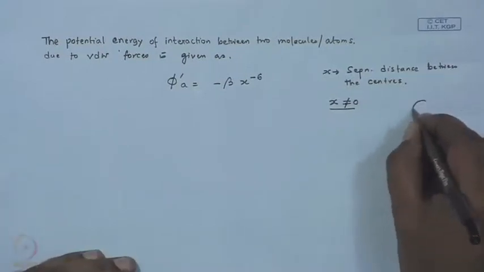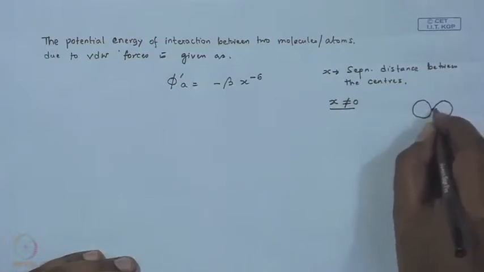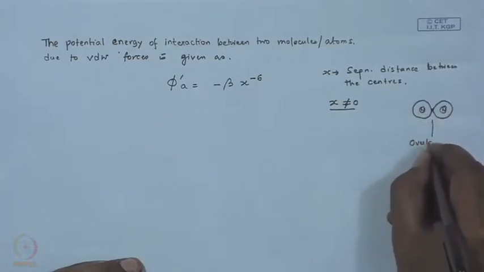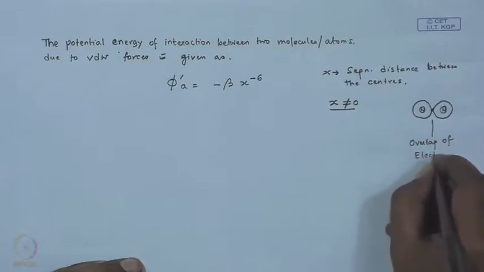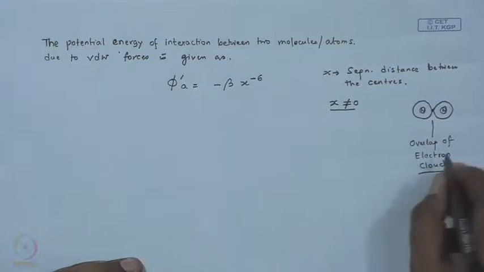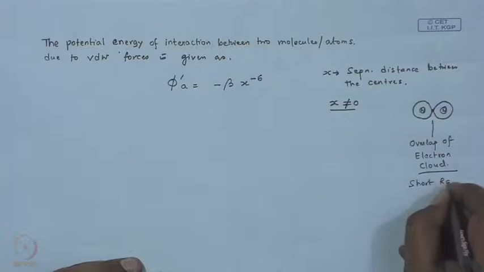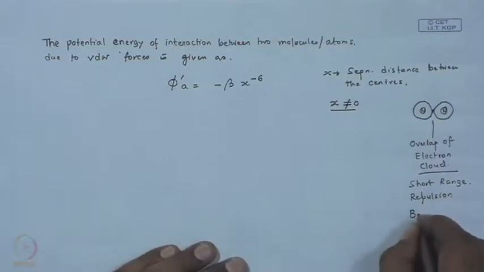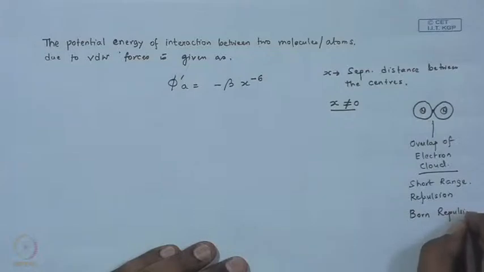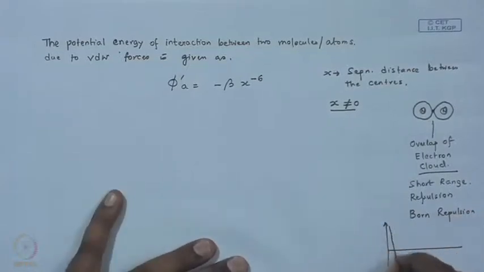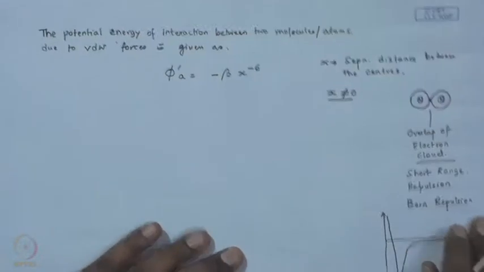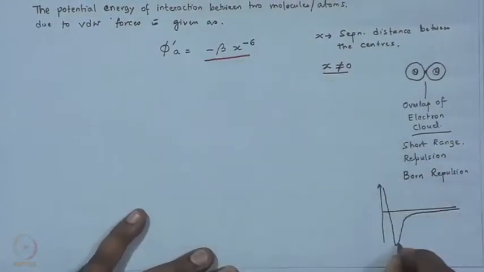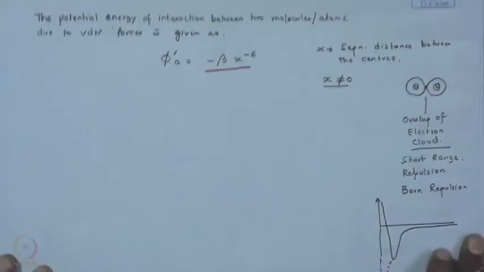So, as they come closer, their electron clouds first start overlapping, which gives rise to short range repulsion, also known as the bond repulsion. And this corresponds to this part of the curve, because had there been no repulsive component at x tending to 0, following this relation, the interaction would tend to minus infinity, which does not happen.